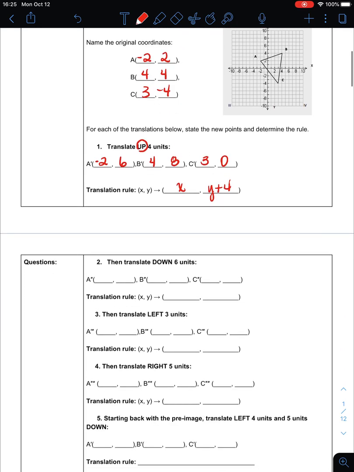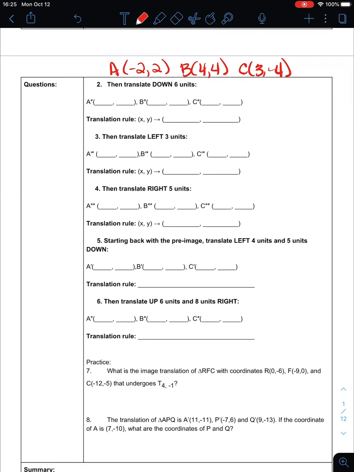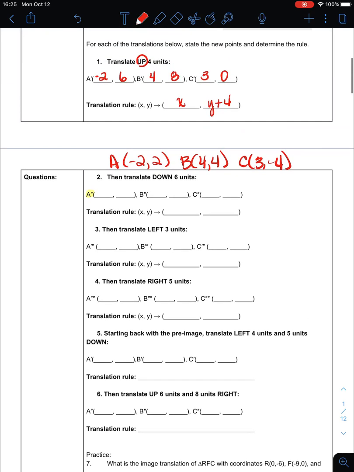Now, notice on this next one, I'm going to rewrite A here so I can see it when I go to my next page. Okay, so that's my original pre-image. Now notice this is a double prime. That means it's going to change twice. So I want to go back to my second image. So from -2, 6, I now want to translate down 6 units. So I changed it and then I'm going to change it again. That's what that double prime means.